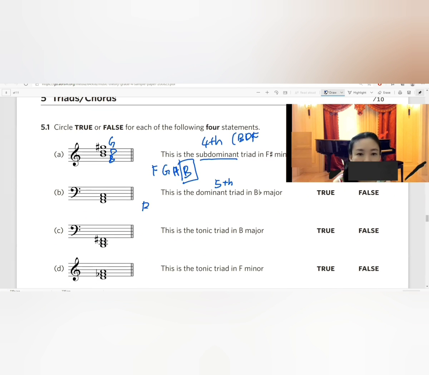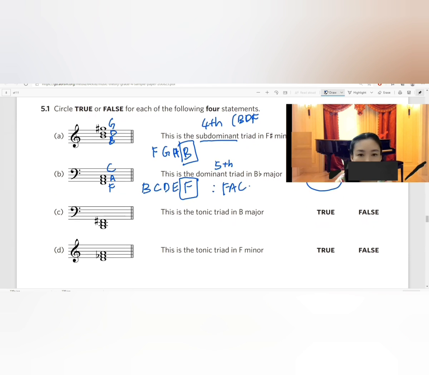Dominant means the fifth note. In B flat major, the fifth note is F: B flat, C, D, E flat, F. So it should be F, A, C. Yes, so this is F, A, and C. F, A, and C has no flat, no sharp. So this is true.